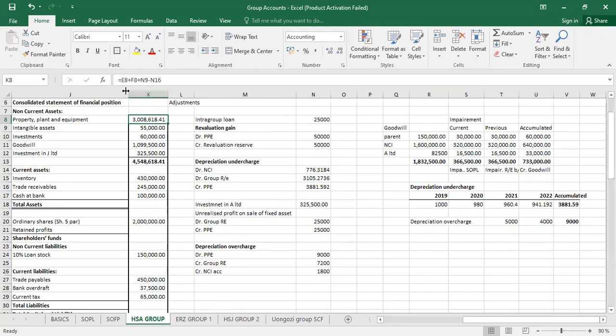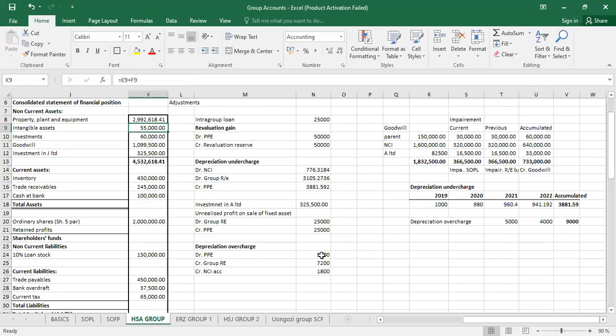So remember, the first one is the parent plus the subsidiary plus revaluation gain minus depreciation undercharge. We credit it. Then we will minus unrealized profit on sale of fixed asset, UPFA, because we credit. Then we will add depreciation overcharge because we have debited here. Those are the entries.